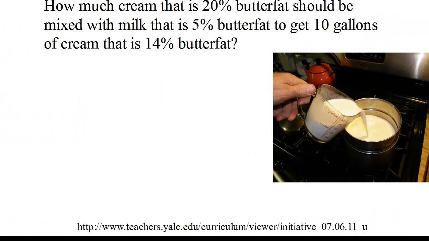So here's a typical kind of mixture problem, and mixture problems are very good applications of matrices. You see them in chemistry all the time. Here's an example from cooking. Let's say we're trying to make a cream mixture with cream and milk that is 14% butterfat. And the cream has 20% butterfat, and the milk has 5% butterfat. And we're trying to find the right mixture of those two things to get a total solution of 10 gallons of cream that is 14% butterfat.